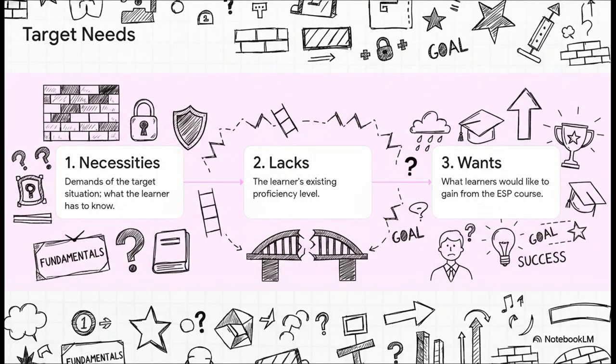First, you figure out the necessities. These are the non-negotiables, the must-have skills for the job. Second, you pinpoint the lacks. That's the real measurable gap between where they are now and those necessities. And third, you consider their wants, the personal goals or the extra skills they hope to get from the course. A really amazing course is designed to hit all 3 of these layers.